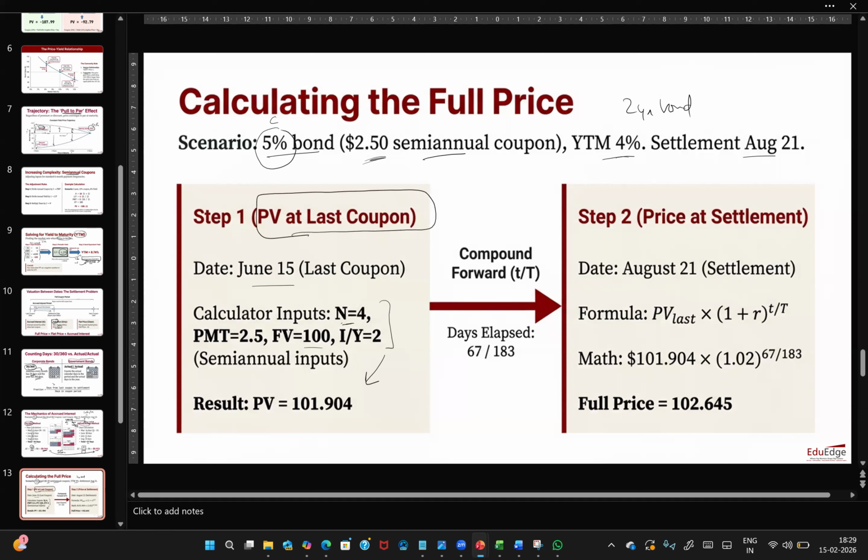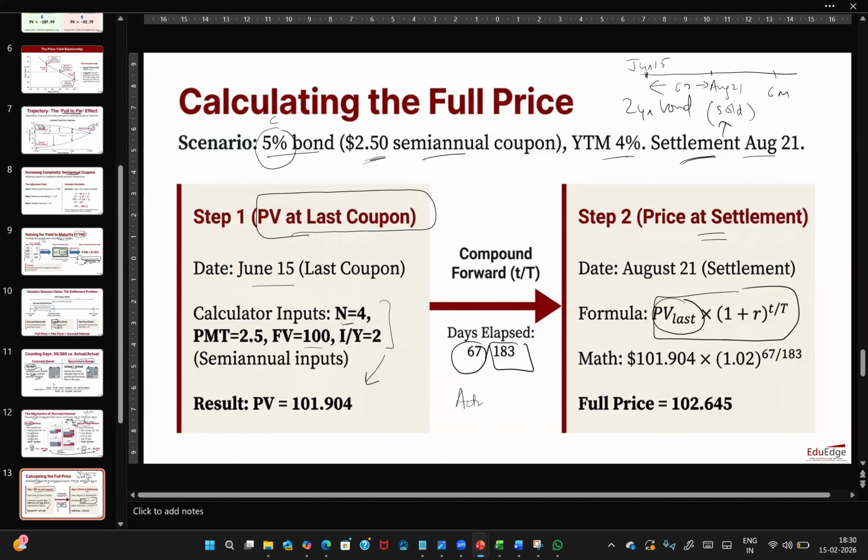If I ask you what is the price at settlement, one of the ways of doing this is using this formula. So you take the price on the last coupon date. If I draw the timeline here, last coupon date in this problem is 15 June. The next one will be after 6 months, the coupon received. But I'm trying to settle or sell the bond before that. So I'm selling the bond on 21st August itself. So this is the selling date on the bond or the settlement date. And the number of days are 67 from this. And totally say there are 183 days.